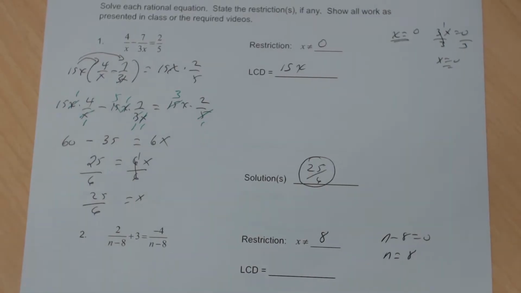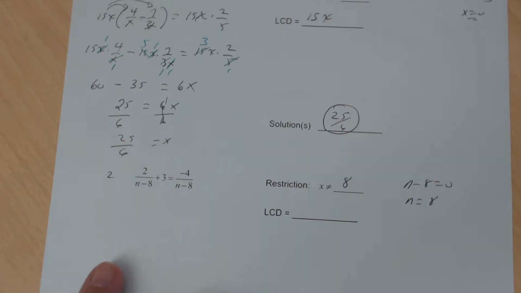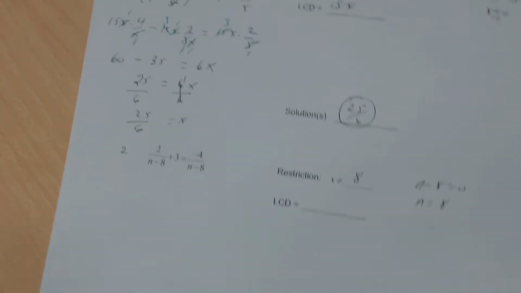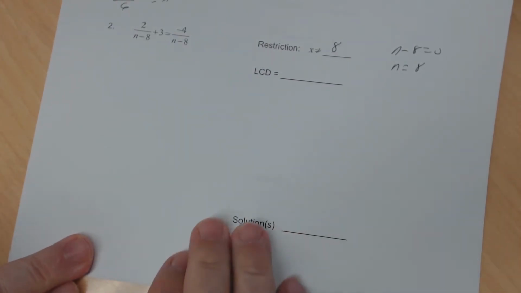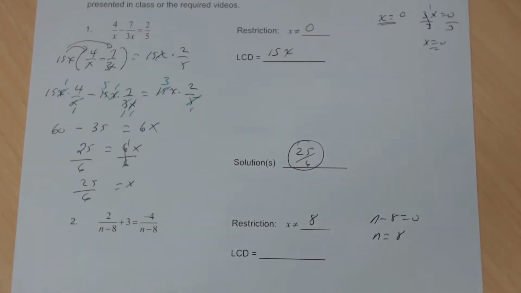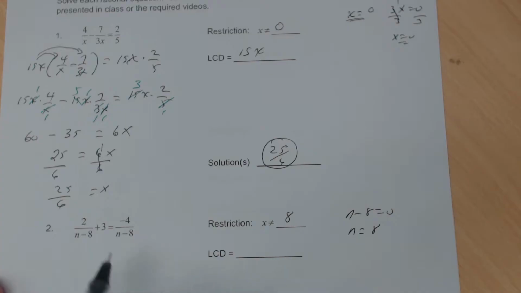So x cannot equal 8 because when I plug 8 into the denominator, the variable n, I get 8 minus 8, which is 0. So if I do all this work and I only get that n equals 8, then I'm going to say no solution because I can't use it. All right, so let's see what we get, though.